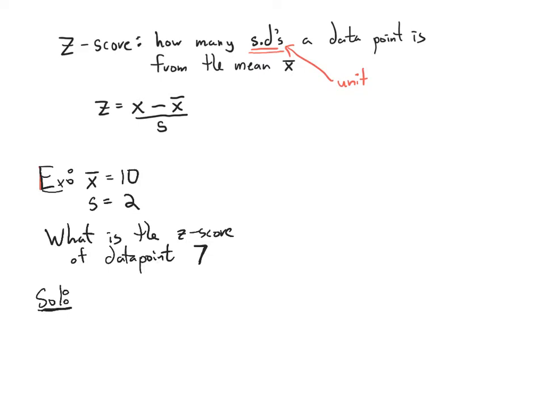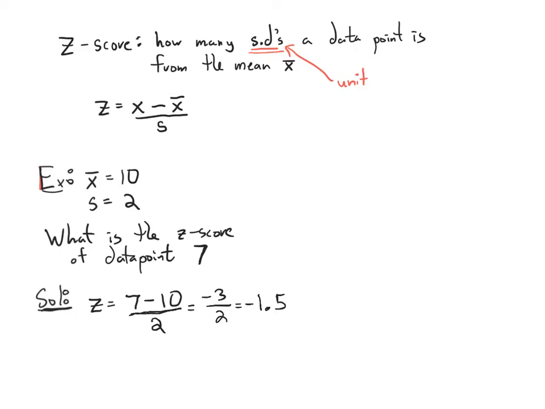Okay, so we want the z-score. So we want to figure out the distance from our data point here to our mean of 10. So the data point is 7. And we subtract the mean. And we divide by the standard deviation, which is 2. 7 minus 10 is minus 3. So we have minus 3 over 2, which is negative 1.5.